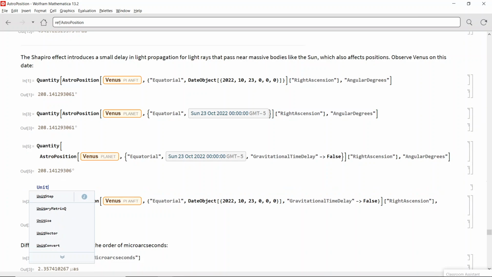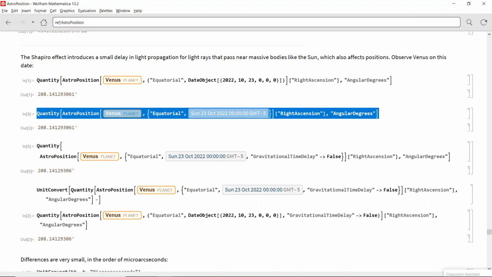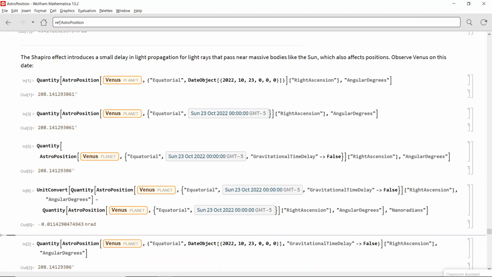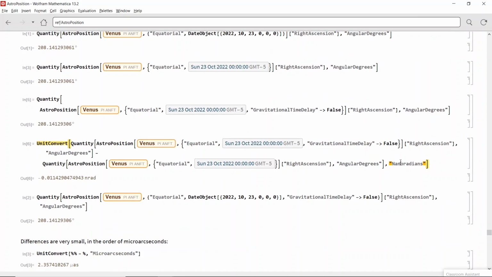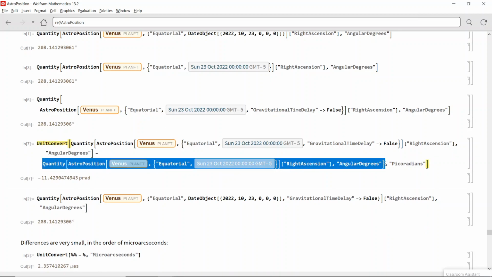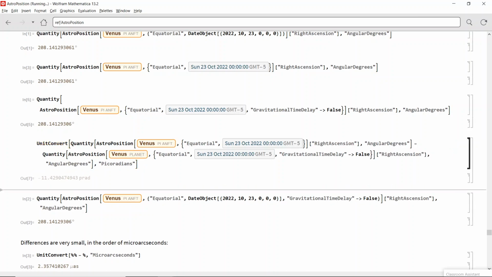So now if we do unit convert, minus, nanoradians, we get, okay, we're gonna have to go to picoradians because it's tiny. This one, so we have a positive quantity, minus 11.42904744943 picoradians.